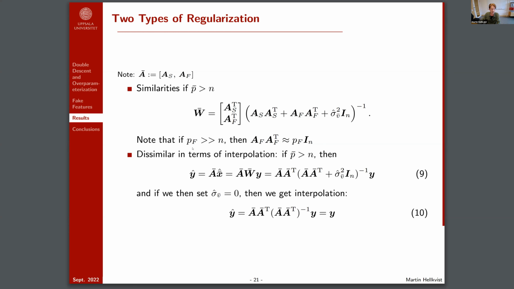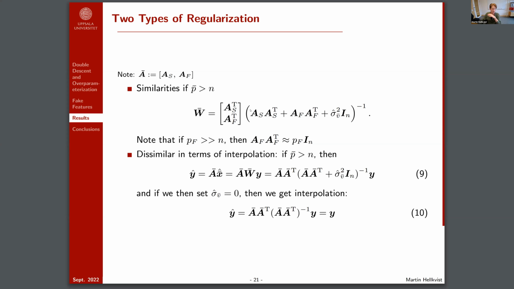You see that if PF is much larger than N, so I have a lot of fake features in relation to the amount of data I have, this AF times AF transpose would be some kind of scaled identity matrix, scaling with the number of fake features that I have. If I insert this into the expression above, I'm actually adding the identity matrix 2 times here, both with the PF and sigma hat. So they both come into the estimator in the same manner, right? Although I have AF up here outside my inverse as well, which is another part of the story, I think.